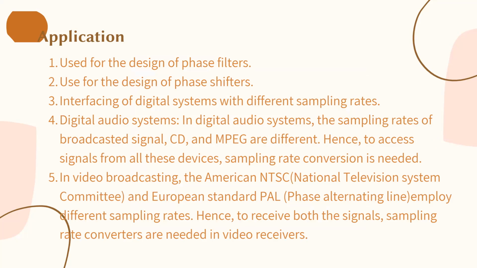Now let us look at some of the applications of downsampling and upsampling. First, they are used for the design of phase filters and phase shifters. Next, they are also used in interfacing of digital systems with different sampling rates. And in digital audio systems, we need to access signals from different devices such as CD and MPEG. So there we require sampling rate conversion. In video broadcasting as well, we have different sources which employ different sampling rates, and hence we require sampling rate converters in these video receivers. Next slide.